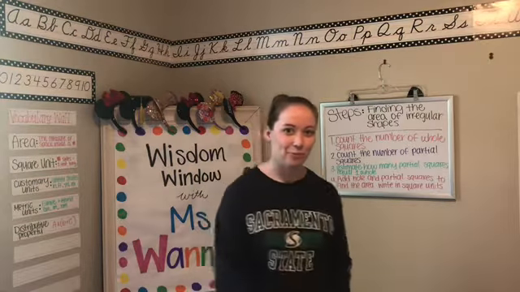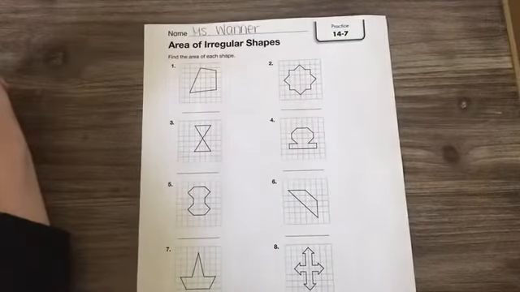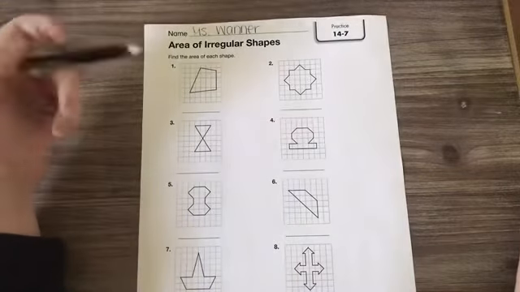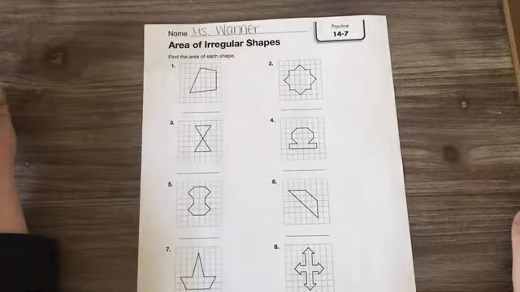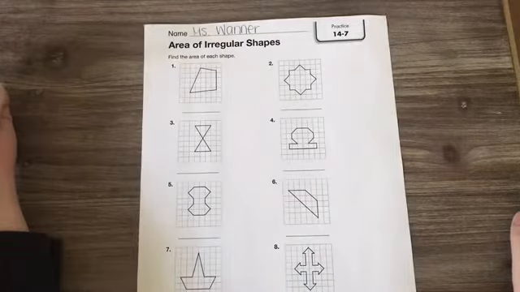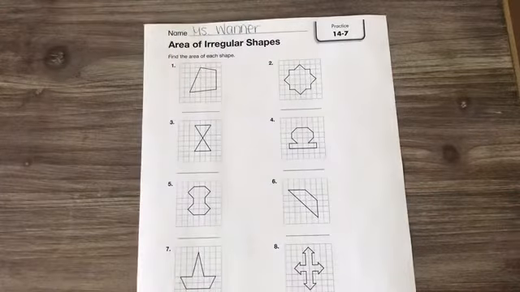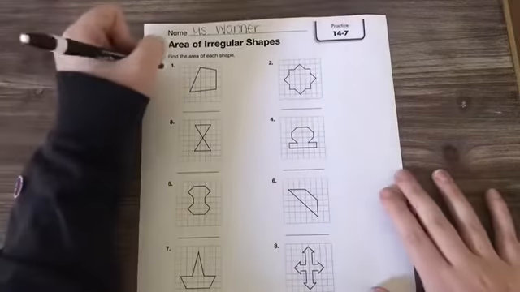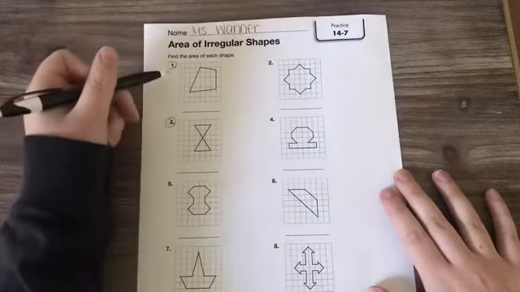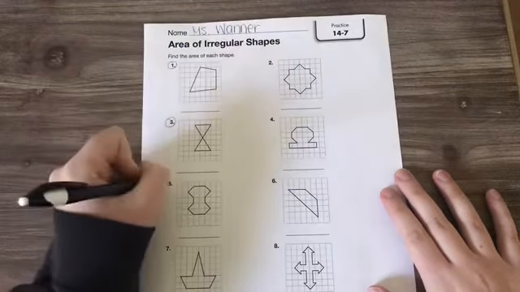All right, so now we're all ready to start our workbook page. We're on 14-7, and that's the area of irregular shapes workbook page. So our directions read, find the area of each shape. Together, we're going to go over numbers 1, 3, and 5.